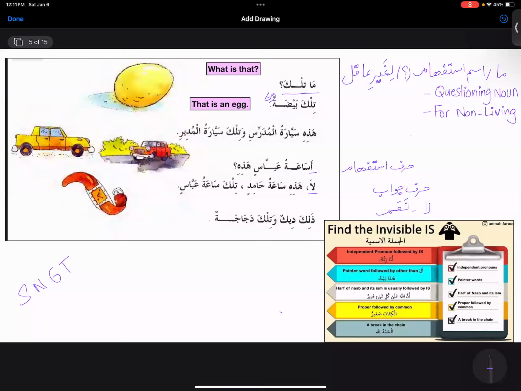Now next one. Hadihi sayyaratul mudarrisi. What is the translation for that? This is the car of the teacher. Exactly. But do you notice in sayyaratul mudarrisi? Mudaf ilayh. Very good. See, now we have sayyaratu is an ism, right?